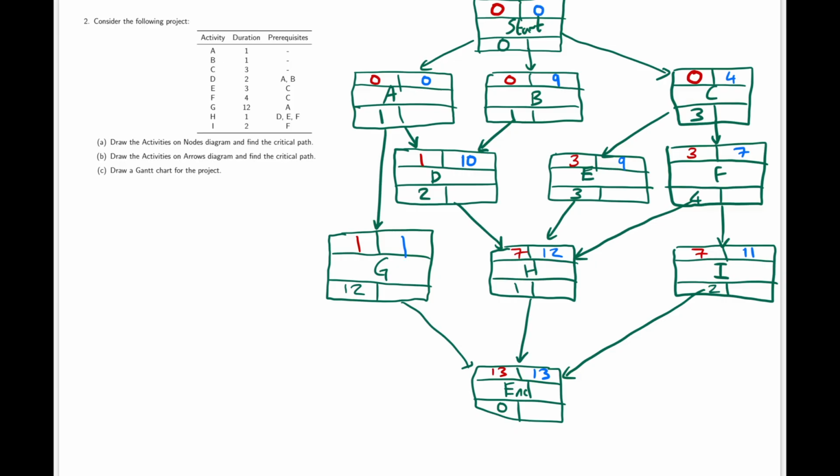Like so. And finally we can fill in the float for each activity, which would be how much slack or leeway we have for each activity, such that the project is not delayed. That would be the latest starting time minus the earliest starting time for each activity. And so the critical path will be the sequence of activities from start to end node with float of 0. And so our critical path is A, G.